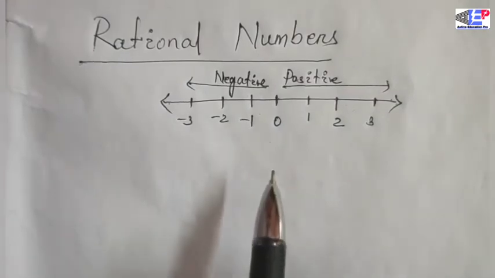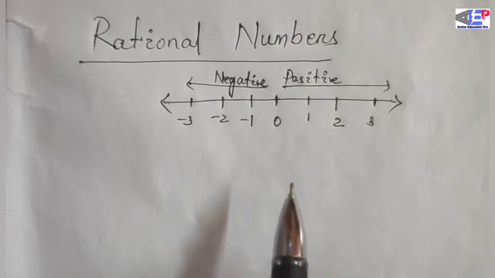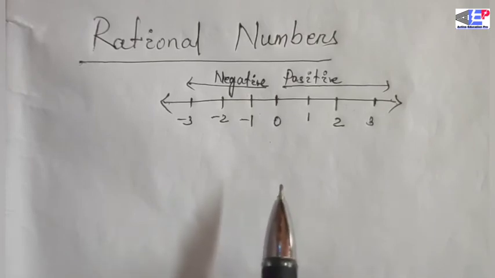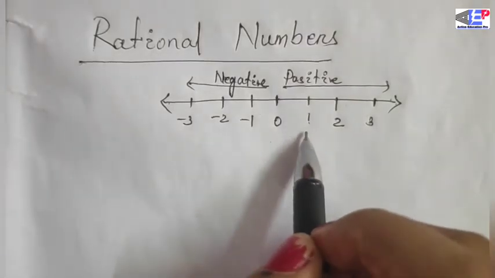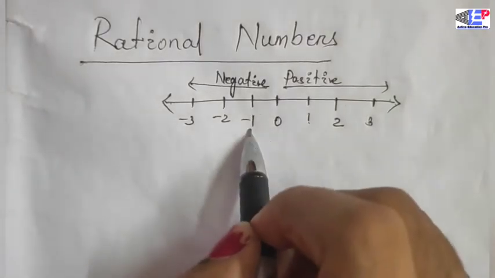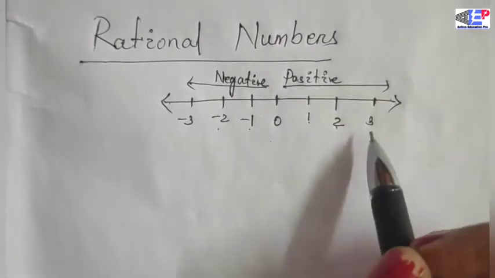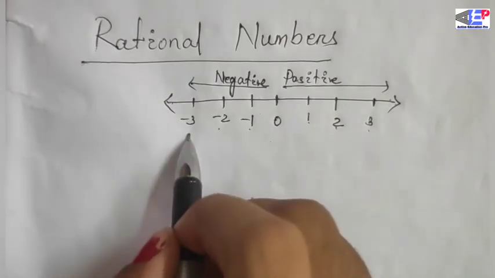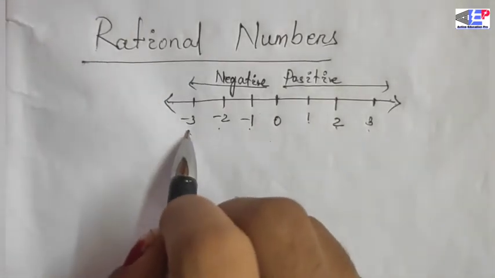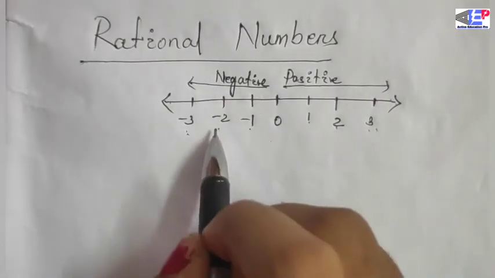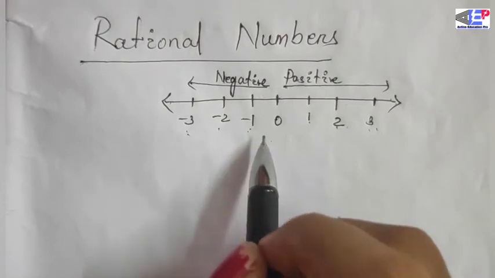Except 0, in a number line, each integer has its own corresponding integer. It means 1 has its corresponding integer, which is -1. Similarly, the corresponding integer of 2 is -2. The corresponding integer of 3 is -3. Similarly, vice versa: the corresponding integer of -3 is 3, of -2 is 2, and of -1 is 1.